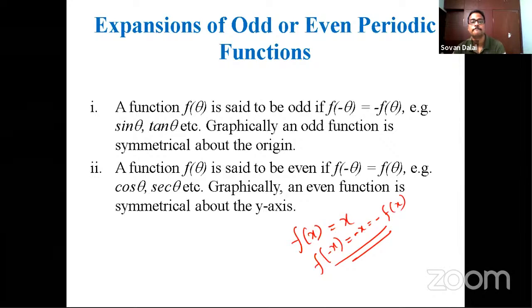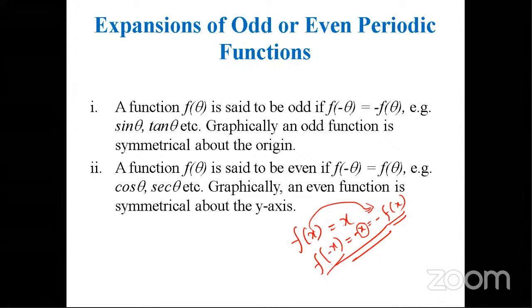Is this clear to you? Or if I write f(x) equals x, now if I put f(-x) instead of x, that should definitely be equal to -x. Now I can replace that x value by the f(x) value. So ultimately we want to show that f(-x) is equal to -f(x). Is it clear?